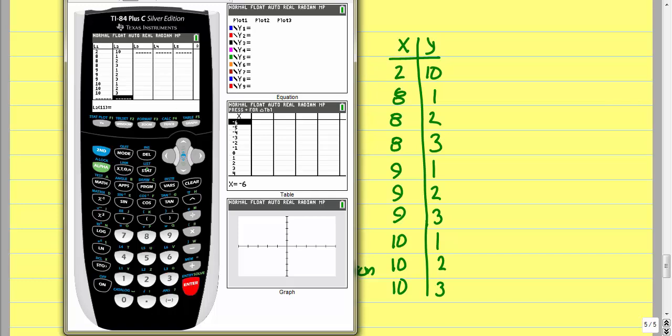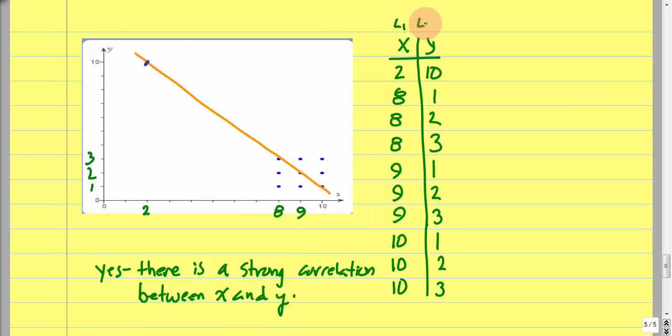Now to calculate my correlation coefficient, there's quite a few different ways that I could do this. But I think the easiest way is to go into Stat, Tests. And again, I want to go into Linear Regression t-test. Now we're going to test the not equal to case because we want to see whether a correlation exists or not. So that's L1 and L2.